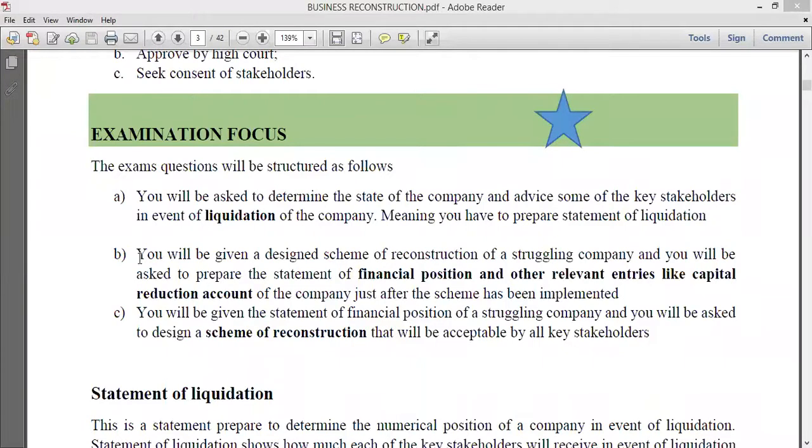Second section will also be that now they are not going to liquidate, but instead they will opt for reorganizing or capital reduction. So they will need a scheme. In essence, the examiner will prepare the scheme for you already, and then they will ask you to prepare the financial position and any other relevant entries. We call it closing entries. Normally it's the capital reduction account and the financial position.